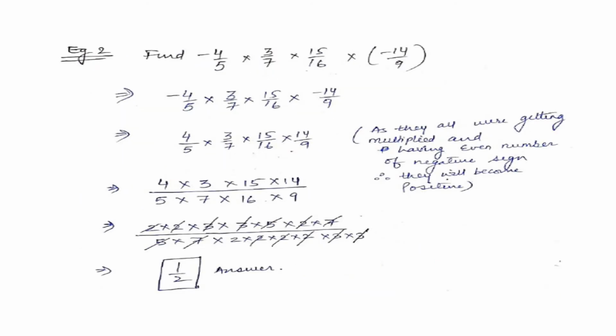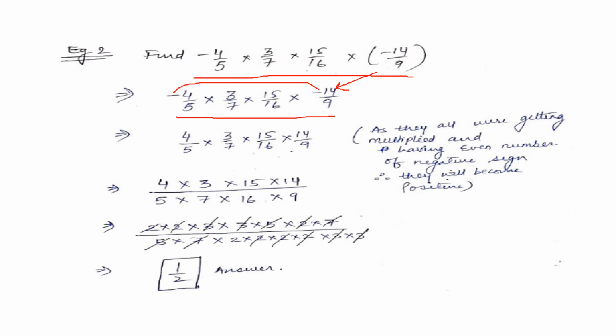Now example number 2: minus 4 by 5 into 3 upon 7 into 15 upon 16 into minus 14 upon 9. Again the first thing is we need to open the brackets. So first step, everything is same, only the bracket is opened over here. If you see, negative sign is maintained. Now you can see there are two negative signs getting multiplied.